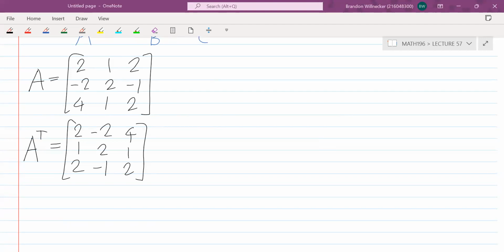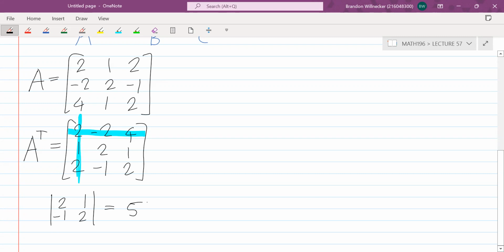Now that we've got the transpose, we need to find all of those smaller determinants. Remember, there were 9 that we put in that grid. And remember how we found that? We block off the first row and the first column, and the little submatrix that's left over, the determinant of that is going to be our first entry. So in our grid, we've got 2, 1, minus 1, 2. That's the submatrix there. This determinant gives us 5. So that's our first entry.